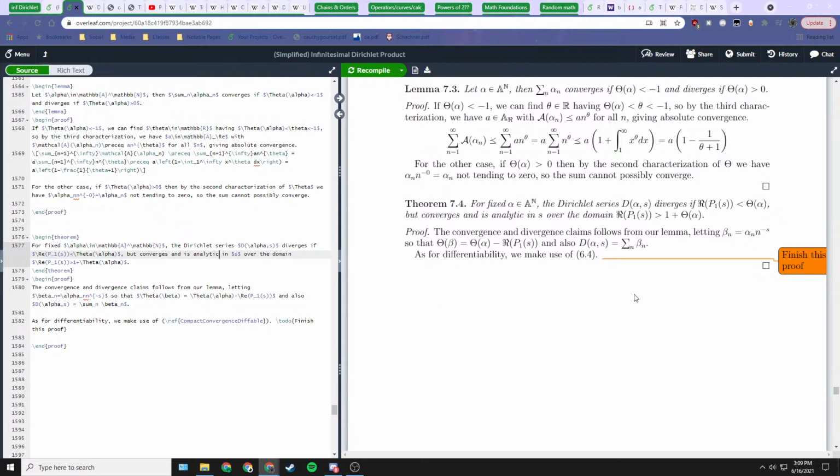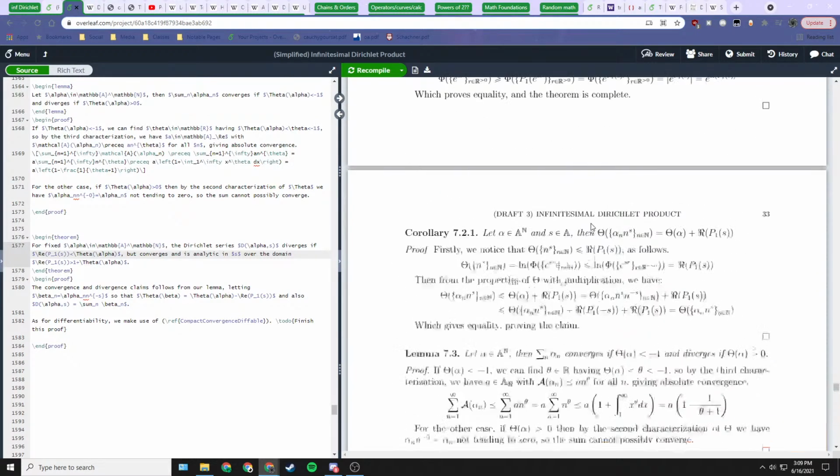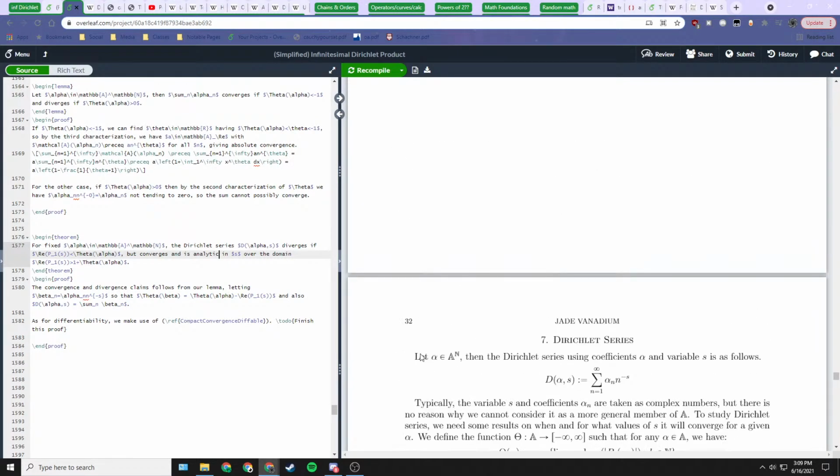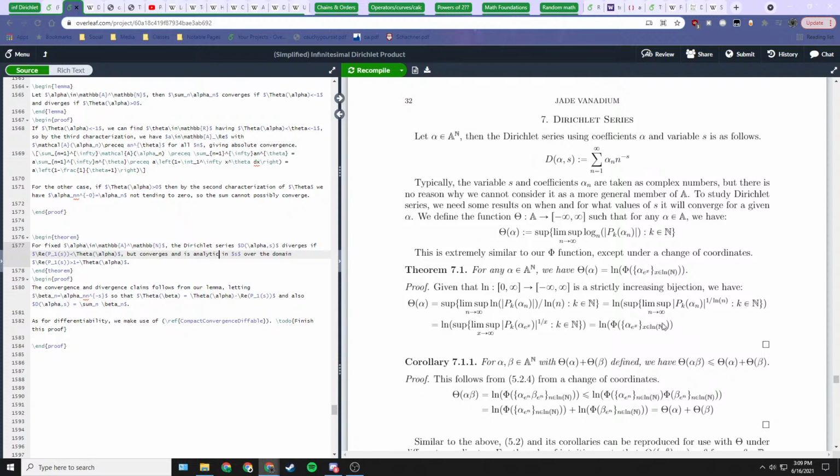Last time we had begun proving some theorems about Dirichlet series. One of the most useful results we had for these Dirichlet series, so we have this theta function, which we had determined is actually this phi function just under a change of coordinates. So we just have the input of the sequence undergo an exponential change, and then we take the logarithm of the output, and then that's theta.